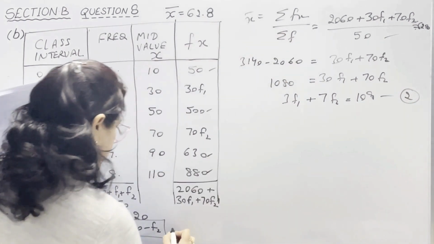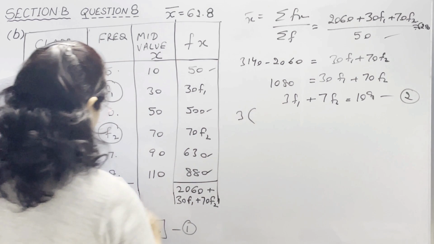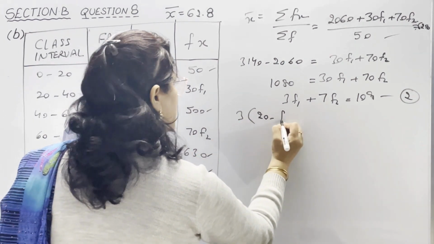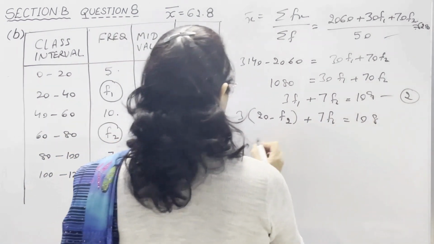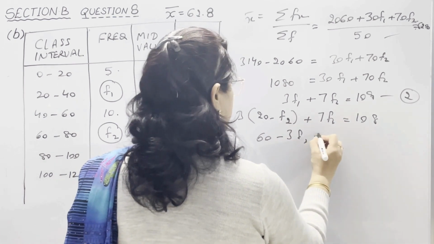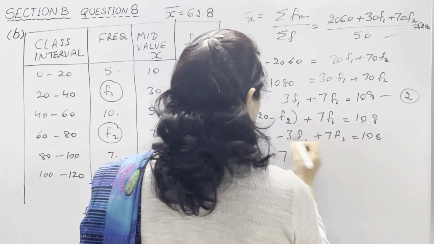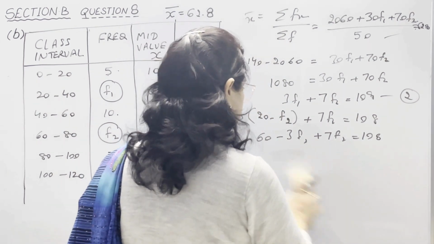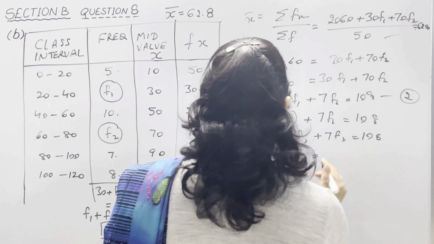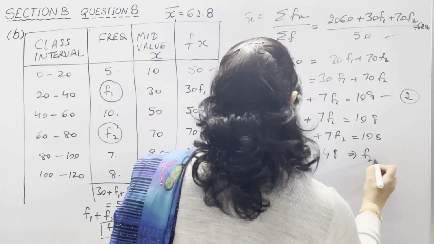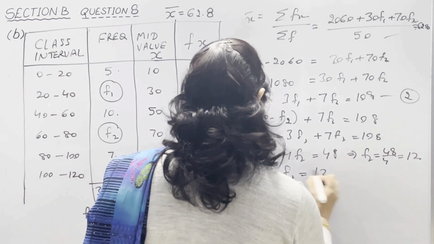And first equation, F1 is equal to this much. So we can put the value of F1 here. So 3 into the value of F1, which is 20 minus F2, plus this 7 F2 is equal to 108. So 60 minus 3 F2 plus 7 F2 is equal to 108. So 7 F2 minus 3 F2, it means 4 F2. 4 F2 equal to 108 minus 60. It means 48. So value of F2 becomes 48 divided by 4. It means 12. So value of F2 is equal to 12.